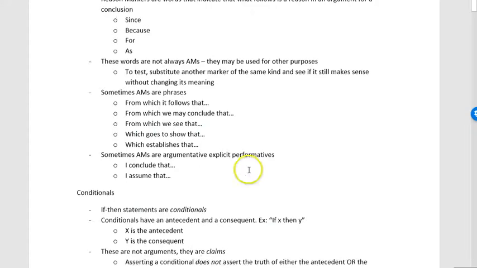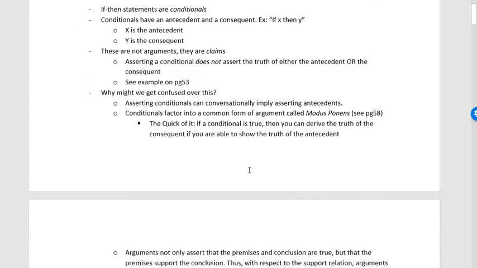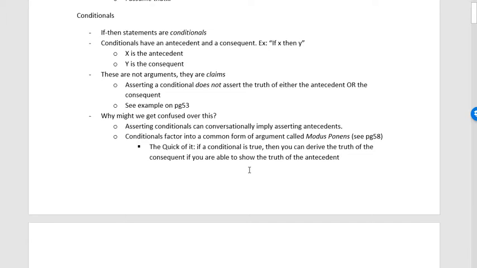The next thing we have to talk about are conditional claims. So let's go back to my lecture here. This is another thing that fools a lot of people. A lot of times we think that conditional claims are arguments, and they're not. But there's some reasons why we're fooled and why we're confused, and why that's totally natural.